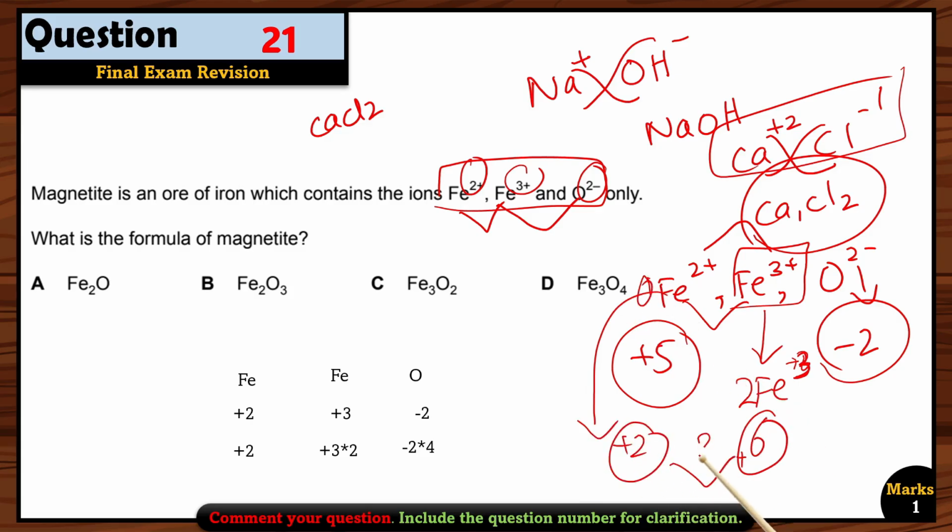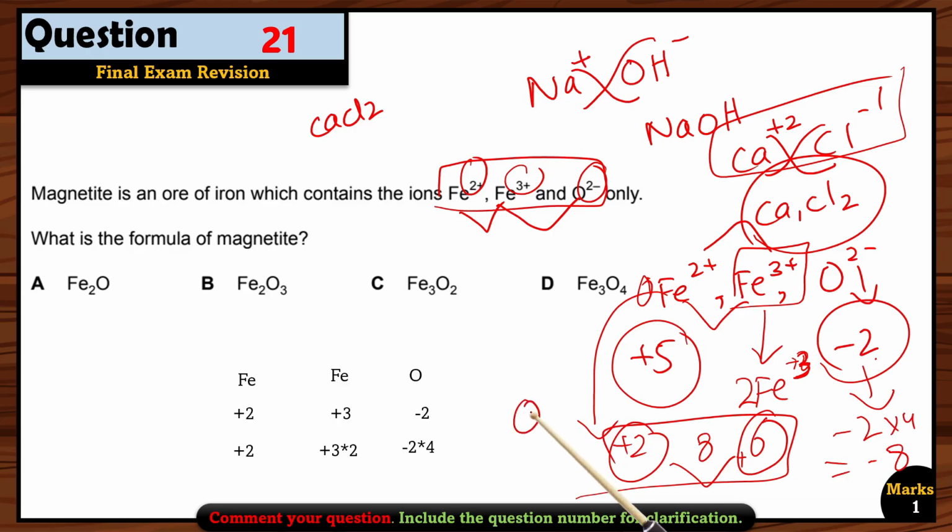So now we have +8. Can I make the negative one 8? Yes, now it is easy. I can make it 8. With -2, how many oxygens do I need to make it 8? Just 4 oxygens, right? Then it will become -8. So I need 4 oxygens. And how many irons do I need? I need 2 of this iron and 1 of this iron, so a total of 3 irons. So now the formula is Fe3O4. Okay, so that is the right option.